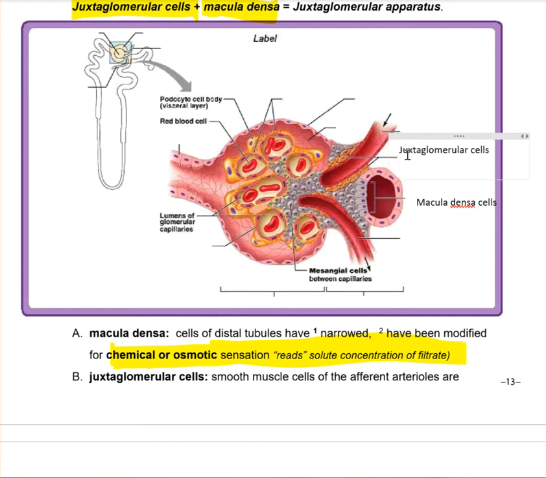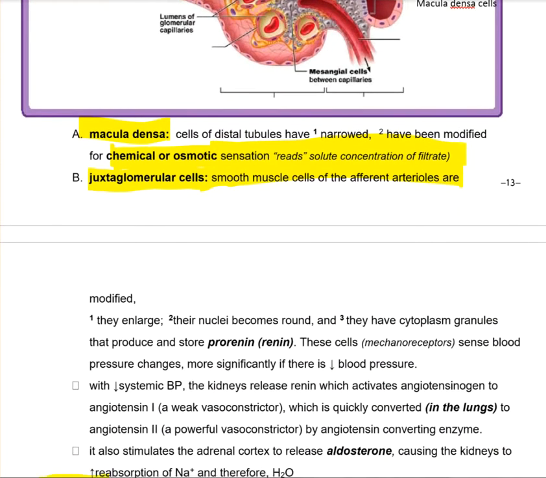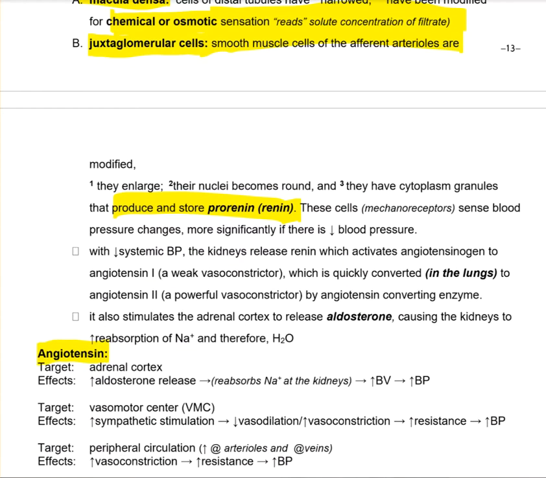Okay, those are right there, and those combined are going to produce and store prorenin or renin. And they're going to check, and when there's blood pressure changes, remember that was one of the things, if we see low blood pressure, they can release renin. And then this redescribes angiotensin 1 and angiotensin 2, which I did already for you, but there it is.